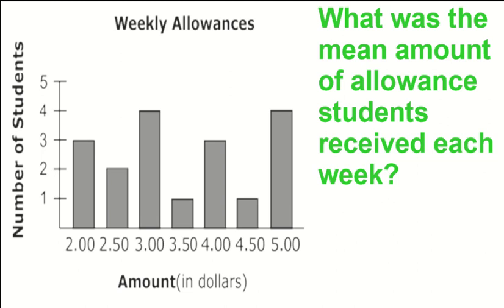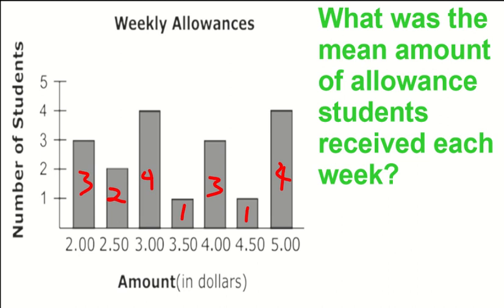Ben? Nope. Bobby? 18. So we got 3 students, 2 students, 4, 1, 3, 1, 4. Those are each the number of students. Number of students over here. So we got 14 total students. That's 14 pieces of data. Now, then we need to add them all up, and we will divide by that 14.